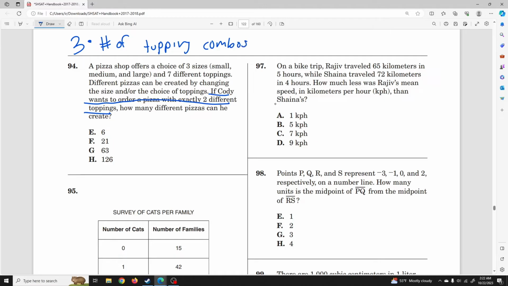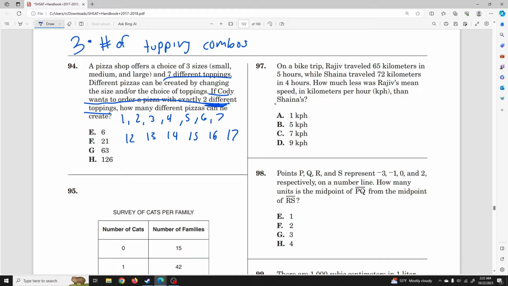Right, the number of combinations you can make with these toppings. So if there's 7 different toppings, there's topping 1, 2, 3, 4, 5, 6, and 7. That's the type of toppings. So let's just draw the total amount of combinations. You can have topping 1 and 2, 1 and 3, 1 and 4, 1 and 5, 1 and 6, 1 and 7. And I skipped toppings 1 and 1 because he has to have exactly 2 different toppings, right?